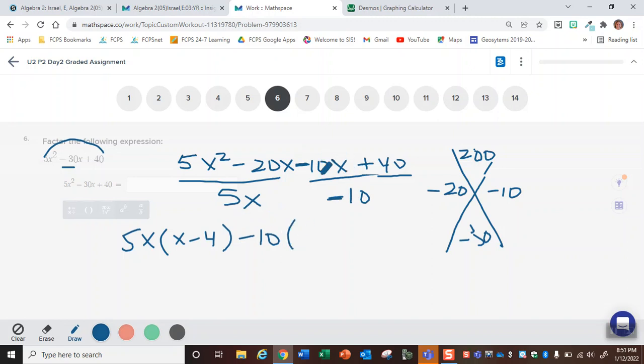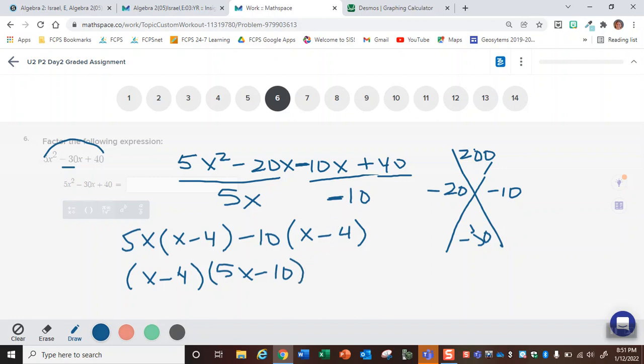And then I'm dividing, the 10's go away, and I've got an x here. 40 divided by negative 10 is minus 4. And that's good. I wanted those to match up, right? So that's my common factor, x minus 4. And then I've got 5x minus 10.